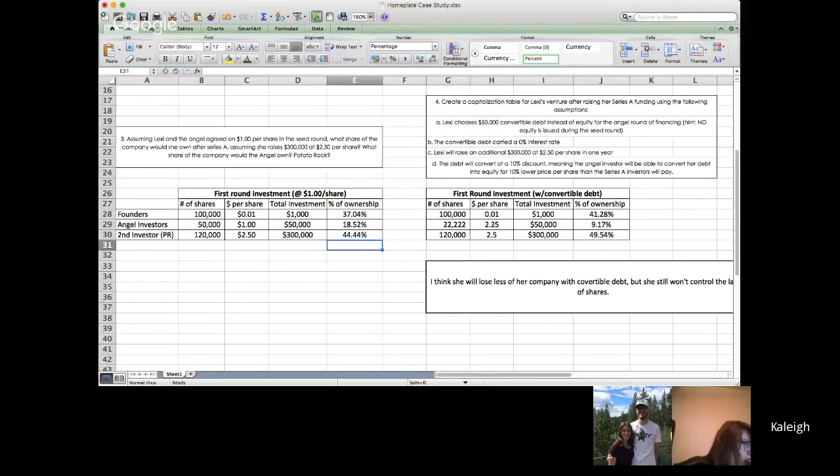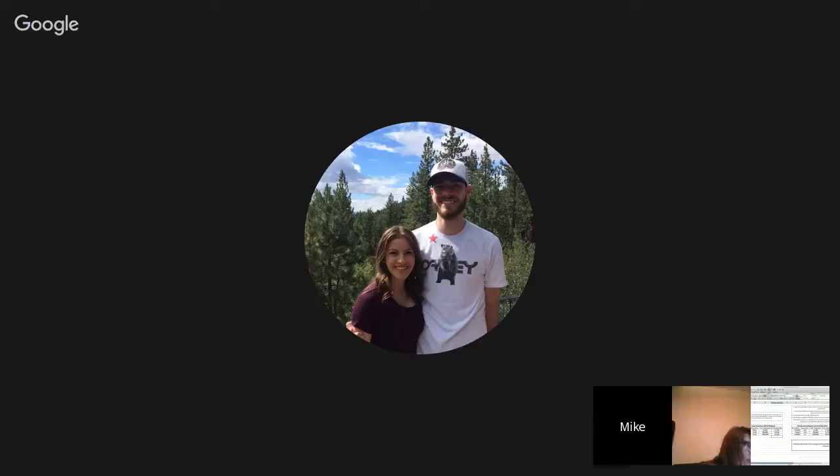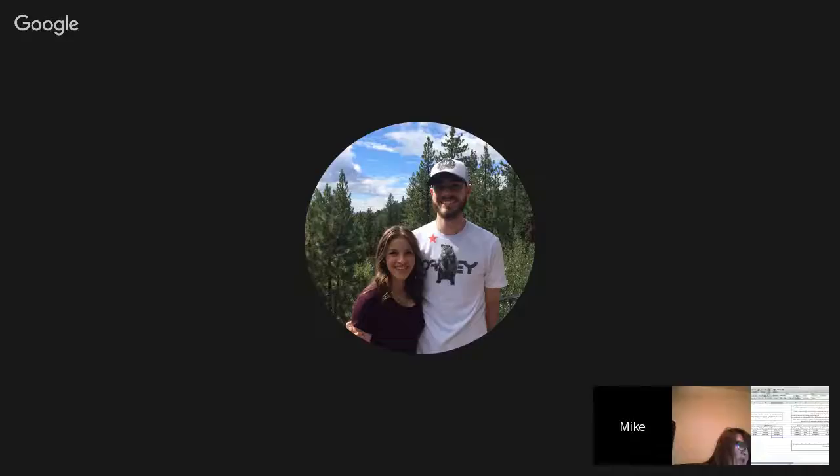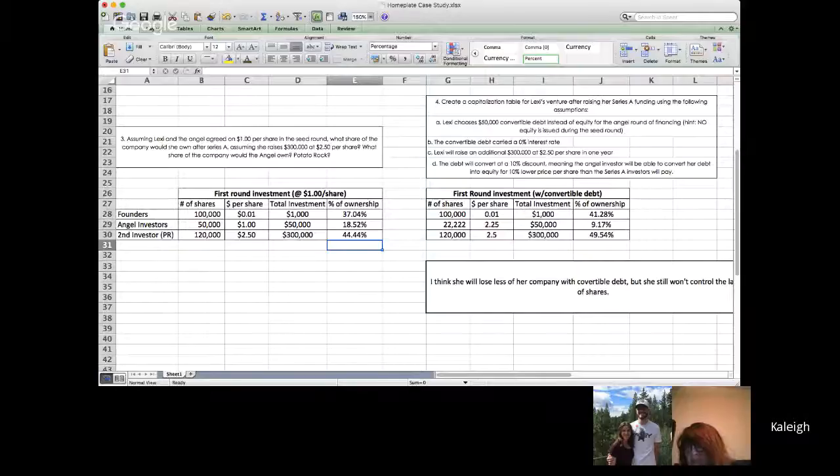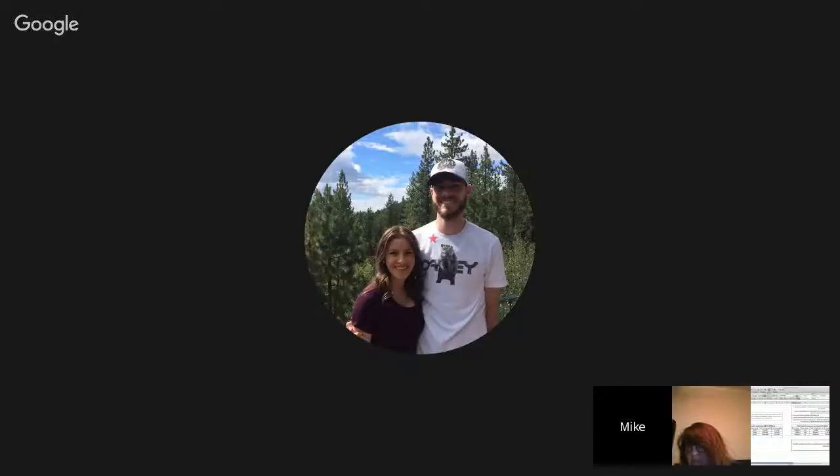Okay, so we're on number 4, create a capitalization table for Lexi's venture after raising. So I'm guessing the capitalization table is the one that was in the example? Yeah, in the second reading, the article, where it says capitalization tables, and they gave us an example, and we needed to create a capitalization table. It looks like Kaylee has already done it, though. Yeah, that's basically what they should look like if we do them right.